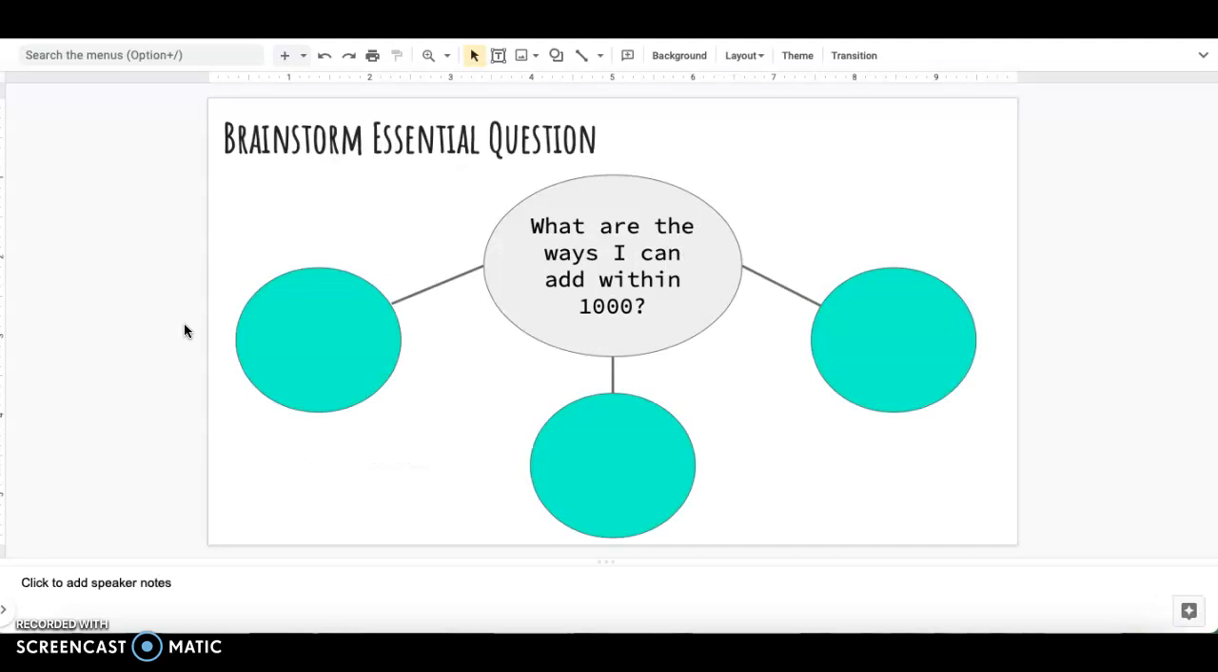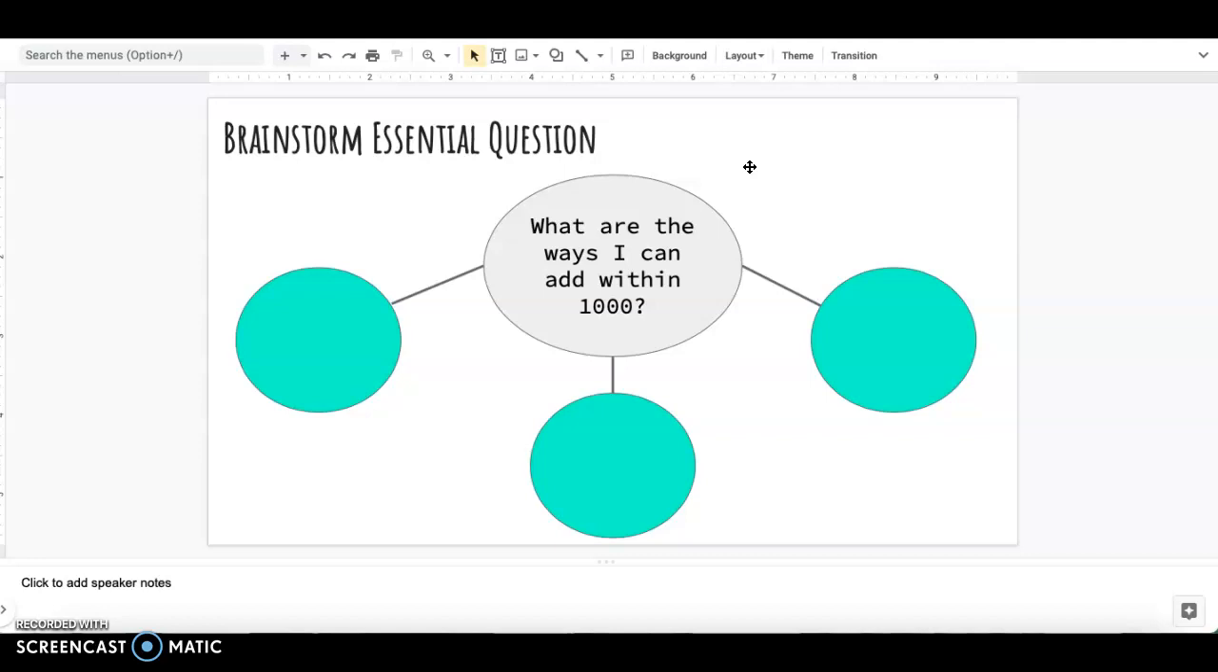And then next, we have our essential question. So in the middle of the web is our essential question. It asks, what are the ways I can add within 1,000? Now you'll notice attached to this web are 3 separate circles branching out, and those represent the 3 different 2-digit addition strategies we have learned together already.